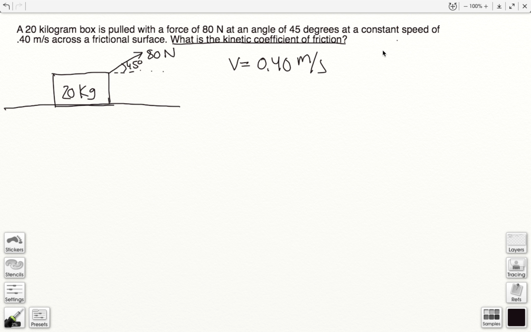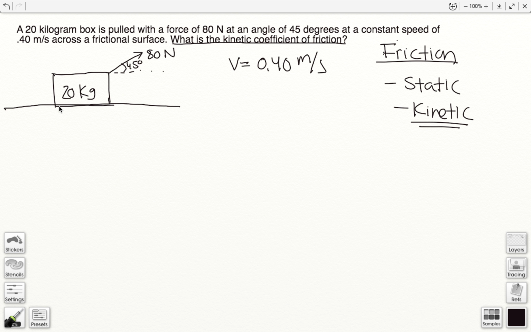And so remember, with friction, it's kind of two types: static and kinetic. In this problem, since the block is already moving, we are dealing with kinetic friction. Okay, so to start this problem, first draw a free body diagram and work your way from there.